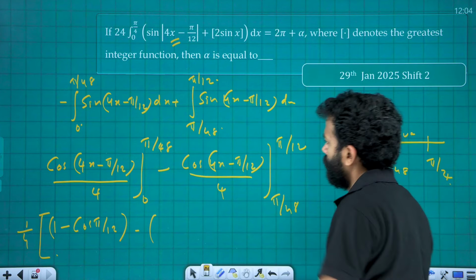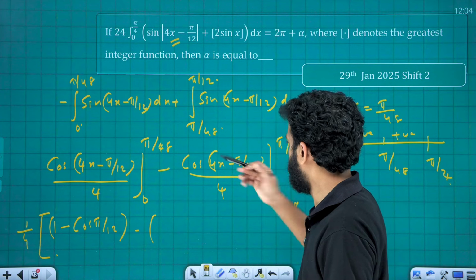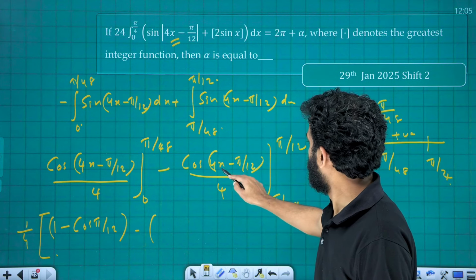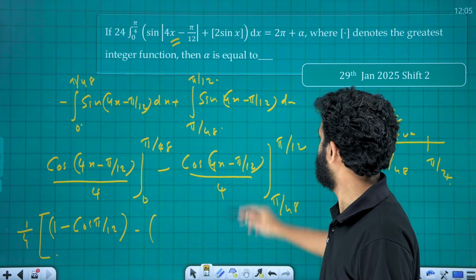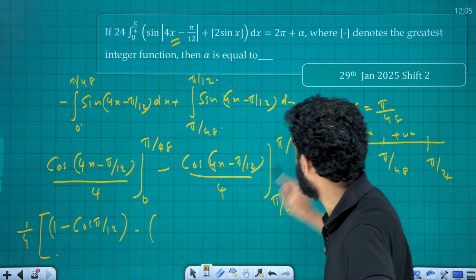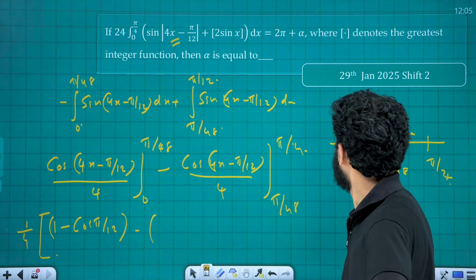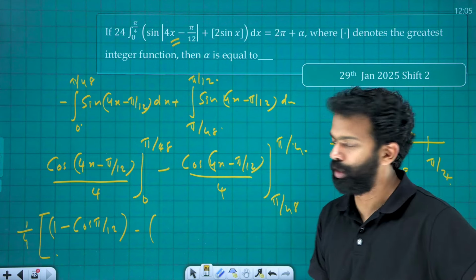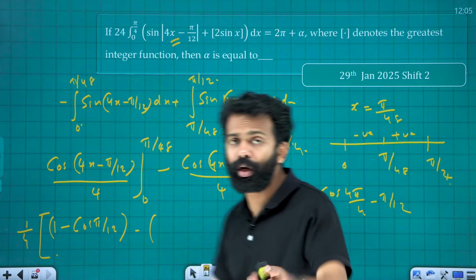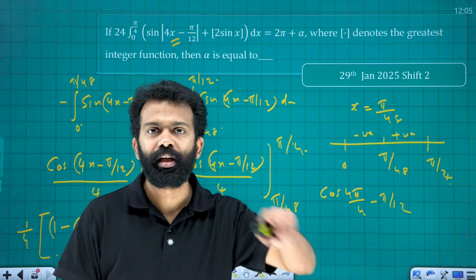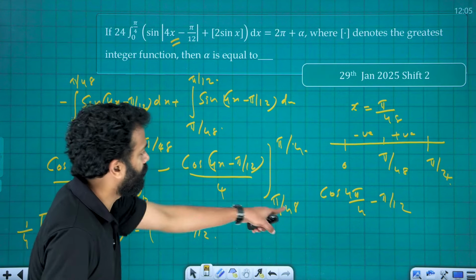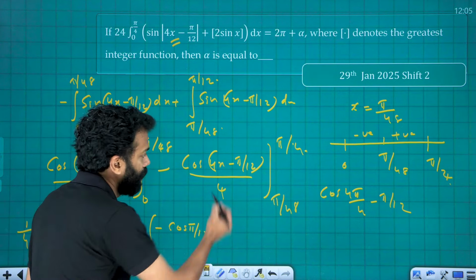Okay, substitute pi by 12. Okay, we already did that. Pi by 12 means, if you substitute it here, you will get cos of (4 pi by 12 minus pi by 12), that is 4 pi by 12, sorry, it is pi by 4, my mistake, it is pi by 4. If you substitute pi by 4 here, what will you get? That is cos of (4 pi by 4 minus pi by 12), that is pi minus pi by 12. Cos of (pi minus pi by 12) is minus cos pi by 12. Therefore, it will be minus cos pi by 12. This, if you substitute, you will get 0. Minus, that is cos 0, that is 1.